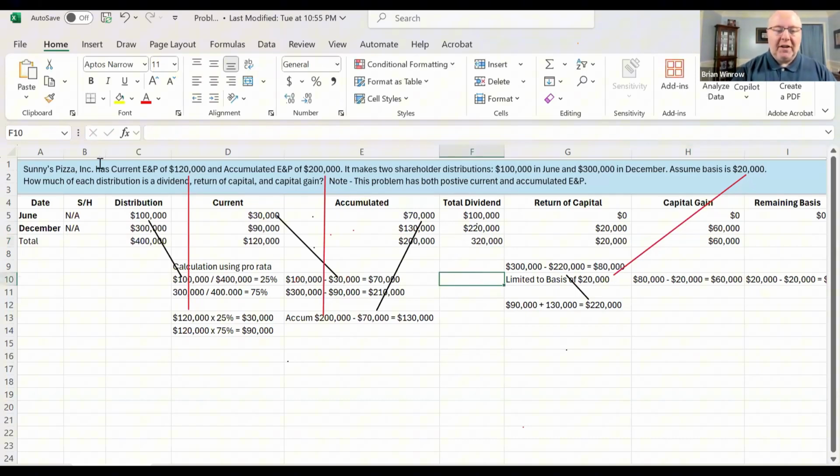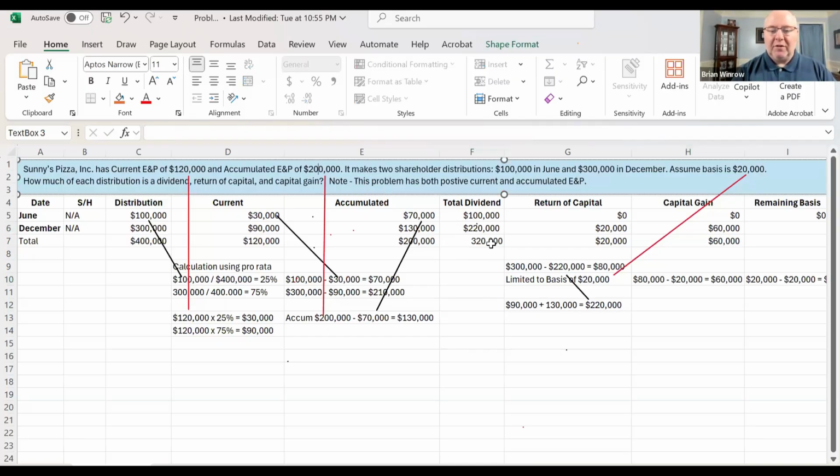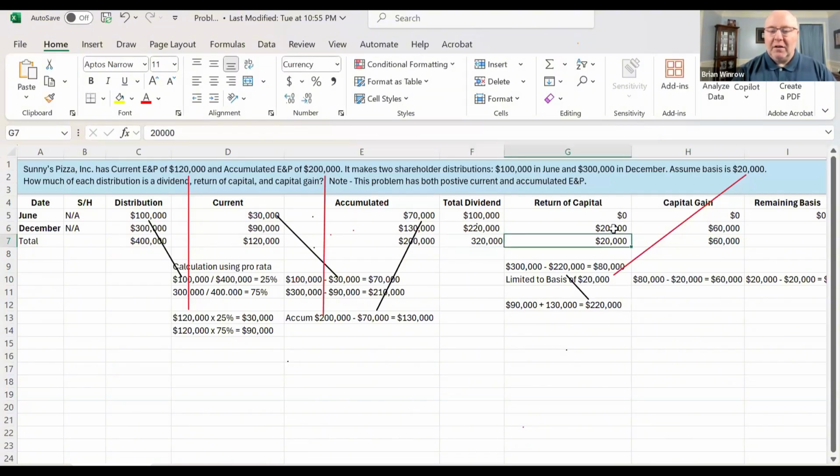Okay. And if we look at that, 120 plus 200, that will equal us $320,000. So we know we're correct, right? Because we've dealt with all of our dividend. Our return of capital, which is non-taxable, is 20,000, and our capital gain is 60.